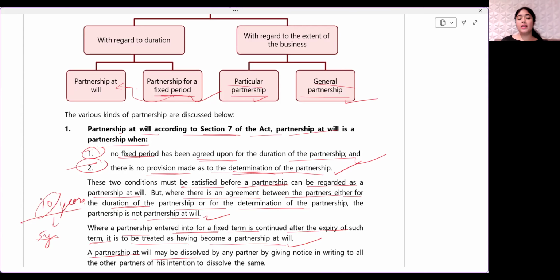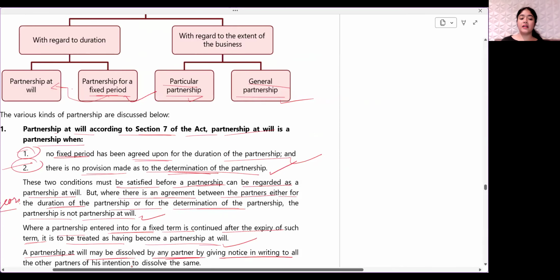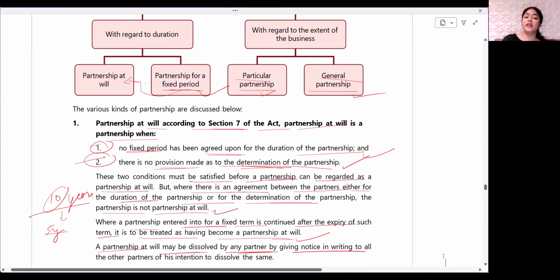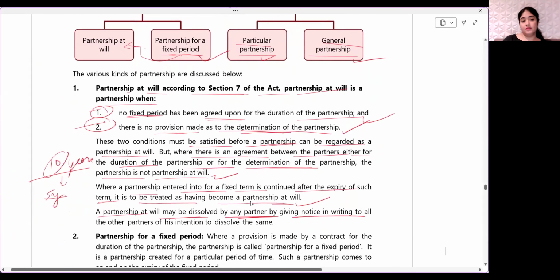A partnership at will may be dissolved by any partner by giving notice in writing to all the partners of his intention to dissolve the same. If the partner wants to dissolve the partnership, he can do it in a partnership at will. If there is a partnership at will, you can give a notice and all the partners will get into the dissolution process.